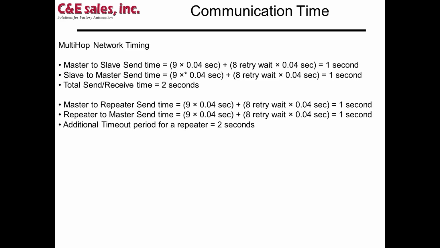If you add a repeater, that adds another potential 2 seconds to that. So master to repeater to slave, worst case, could take up to 4 seconds for that signal or that response to occur. So a little slower. Again, you've got to look at these timeouts and plan for that, but it does give you the added range.